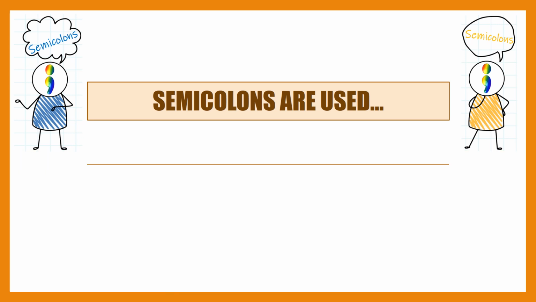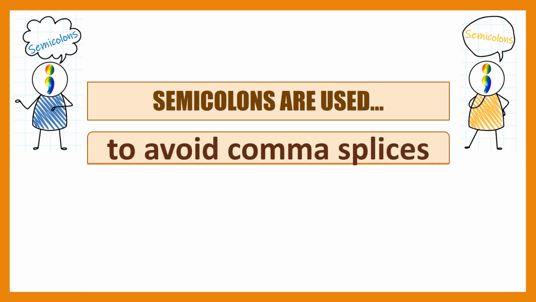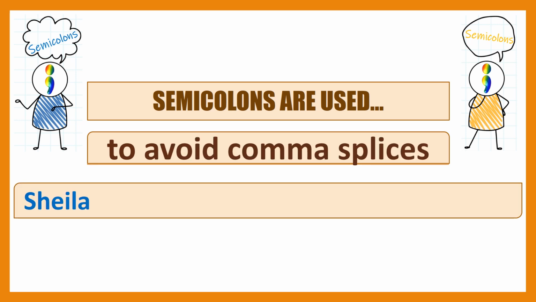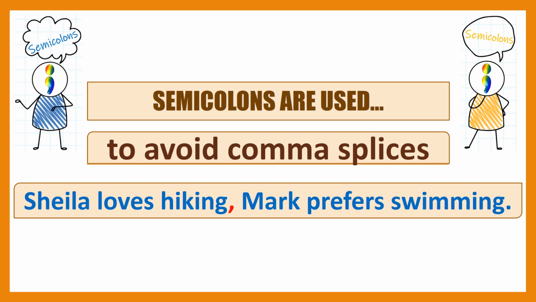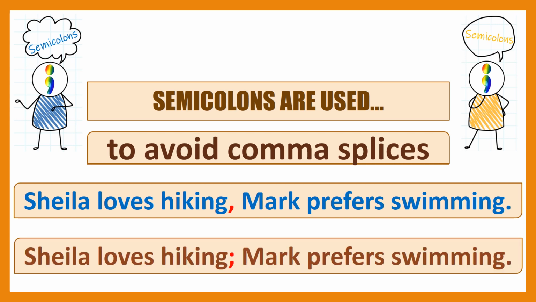Semicolons are used to avoid comma splices. Comma splices occur when two independent clauses are joined by a comma without a coordinating conjunction. For example, Sheila loves hiking; Mark prefers swimming. In this sentence, a semicolon fixes the comma splice.